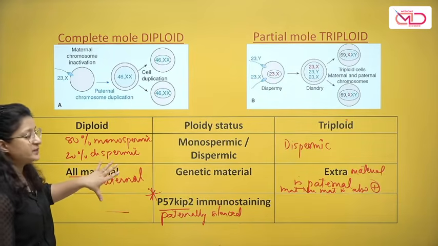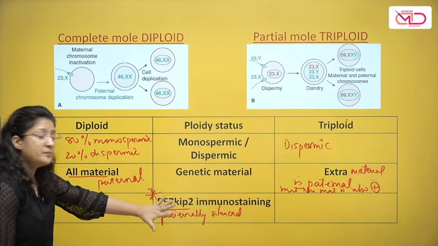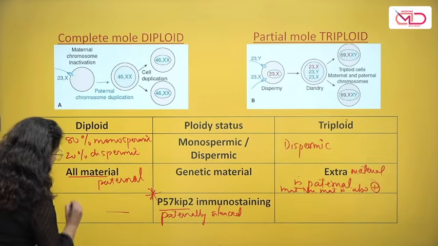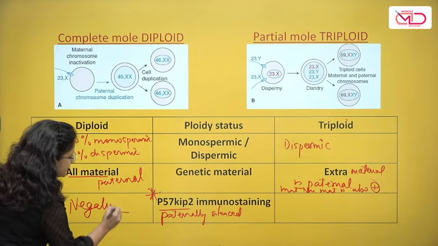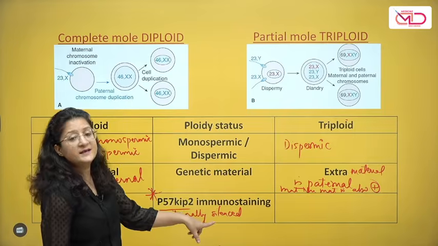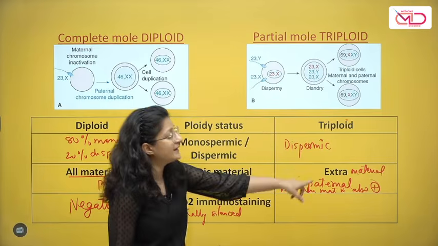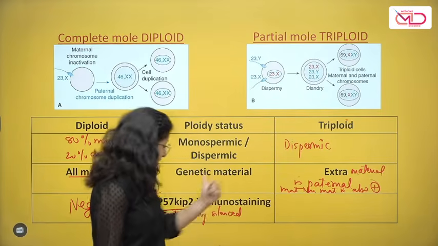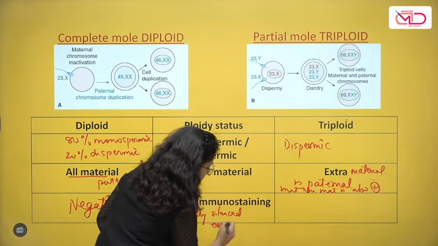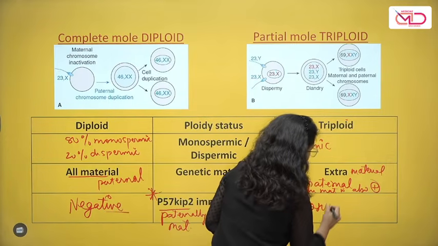All the material is paternal. This gene is paternally silenced. Maternal DNA is not there, right? So what will happen? The P57 KIP2 immunostaining will be negative. That's the logic. Whereas in partial mole, though this gene product is paternally silenced, the maternal DNA is there, and this gene is maternally expressed. So P57 KIP2 immunostaining is positive.